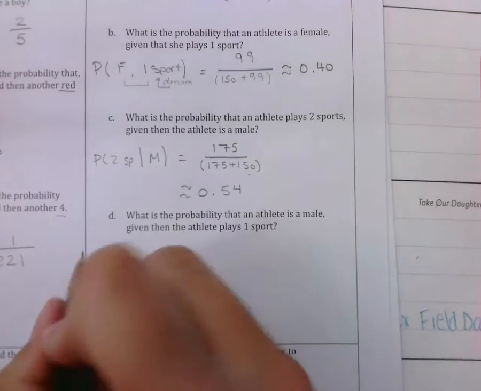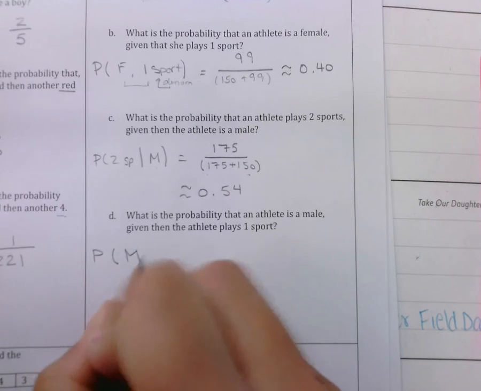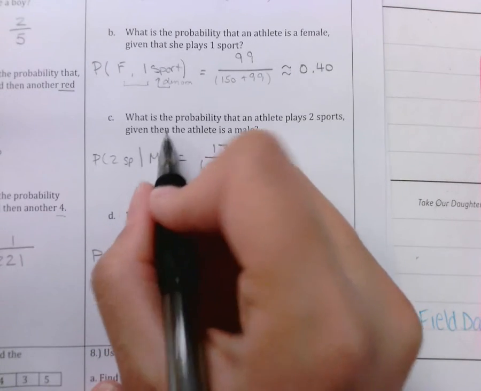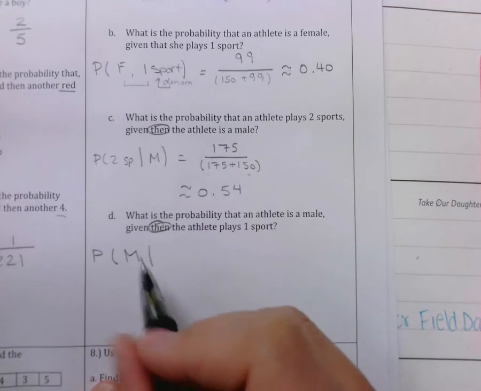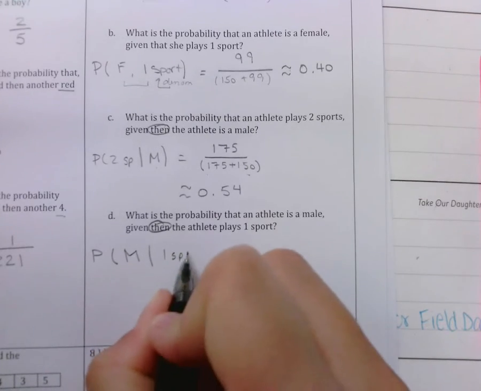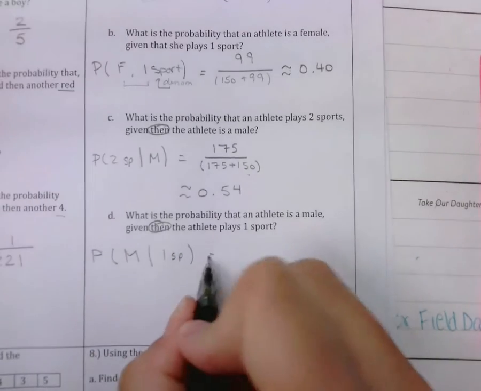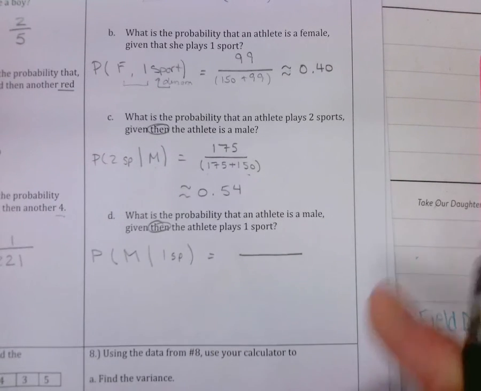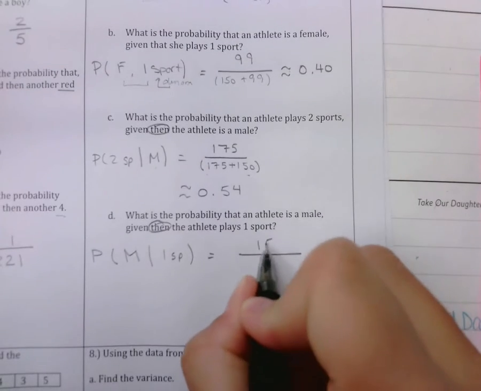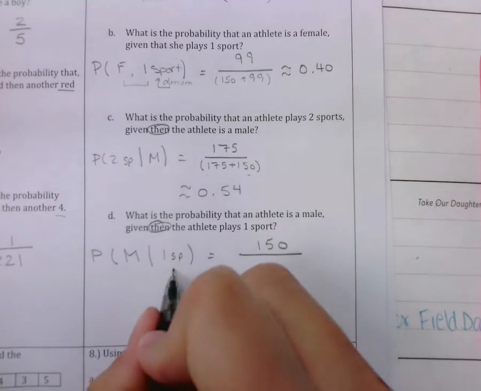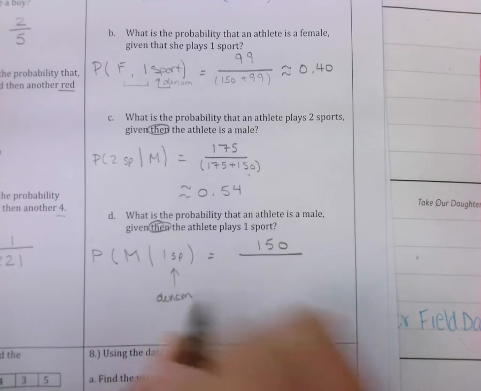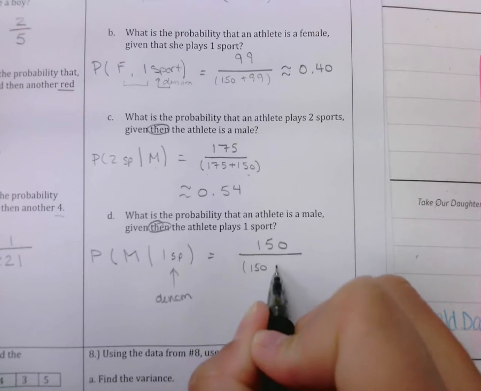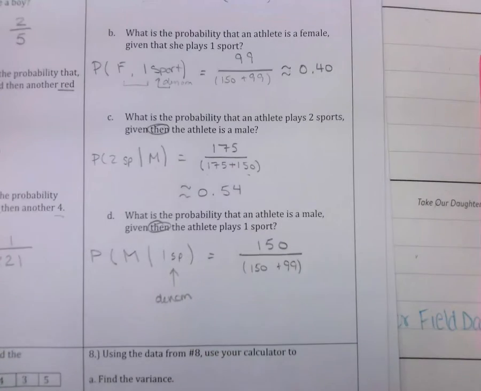Okay, last one. What is the probability that an athlete is a male, given that the athlete plays 1 sport? I have some typos in here. So your numerator is going to be males that play 1 sport. That number is 150. And your denominator is going to be the people that play 1 sport. So that's 150 males and 99 females.